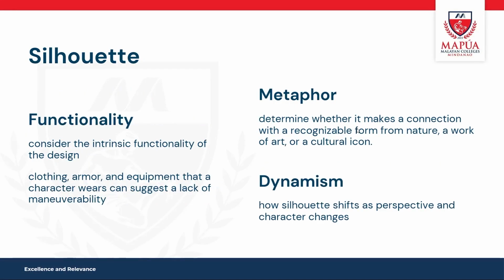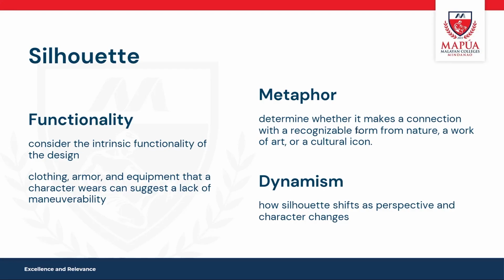Next, we have functionality. We consider the intrinsic functionality of the design when it comes to the silhouette. So the clothing, armor, and equipment that a character wears can imply how well they can move through a space or how solid they are in a certain area. So if your silhouette shows that this person has a sword and everything, make sure to consider the balance. If they are balancing the sword on one shoulder, then make sure there is a bit of a contrast when it comes to the balancing of weight on the other side of the body.